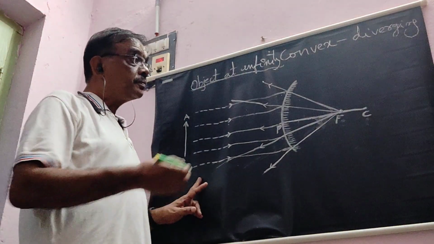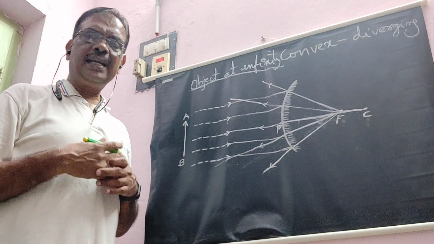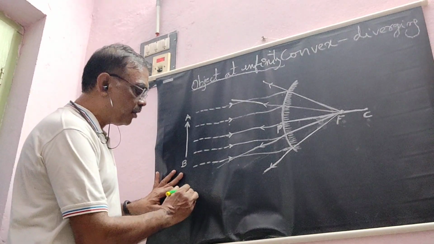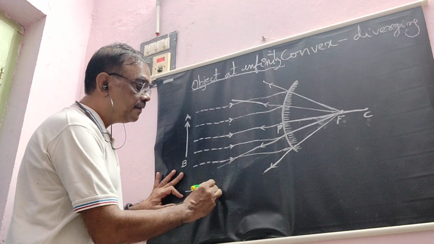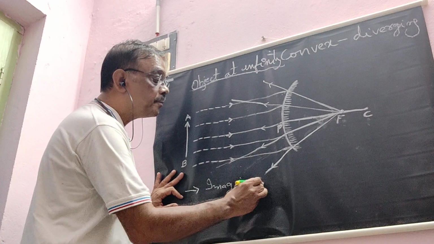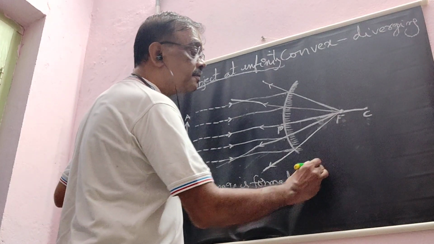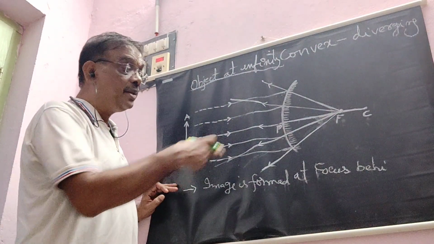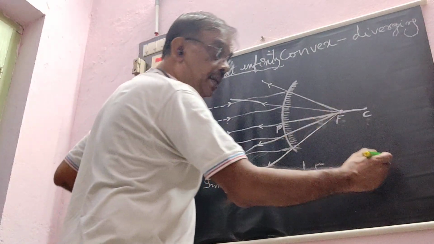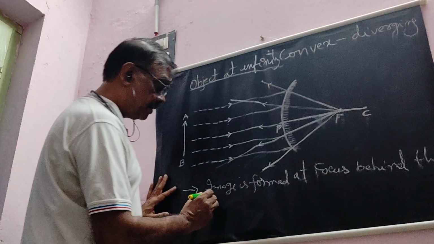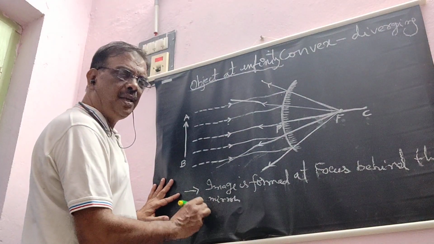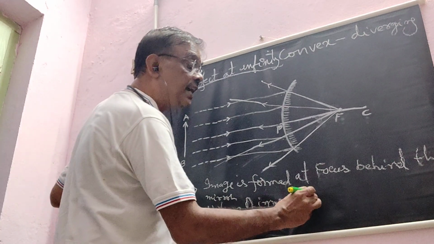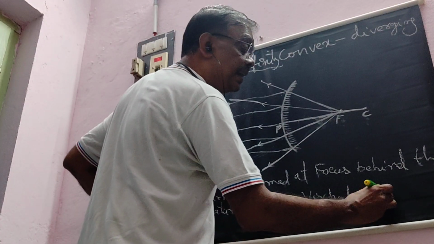So children, now for every ray diagram we have to write the properties of the image formed. First property: where is the image formed? The image is formed at the focus. In the case of a concave mirror, what did we write, children? In front of the mirror. But in this case, the image is formed at the focus behind the mirror. Same thing. Here also you have to write the nature of the image. There also we wrote, no? For the concave mirror, the nature of the image, we wrote real and inverted. Here we write what? Virtual and erect.